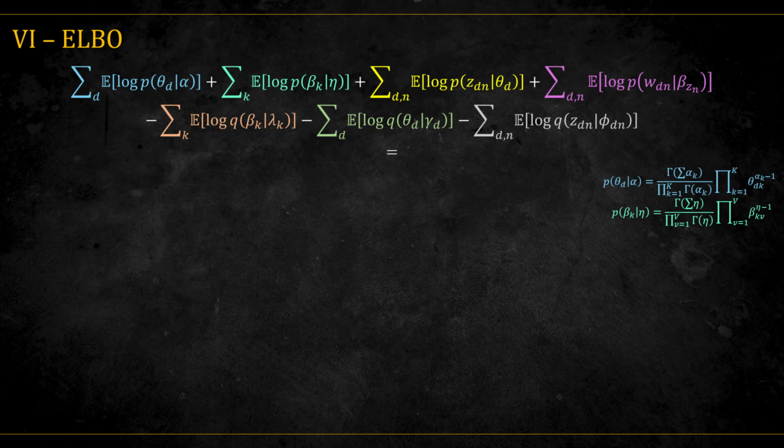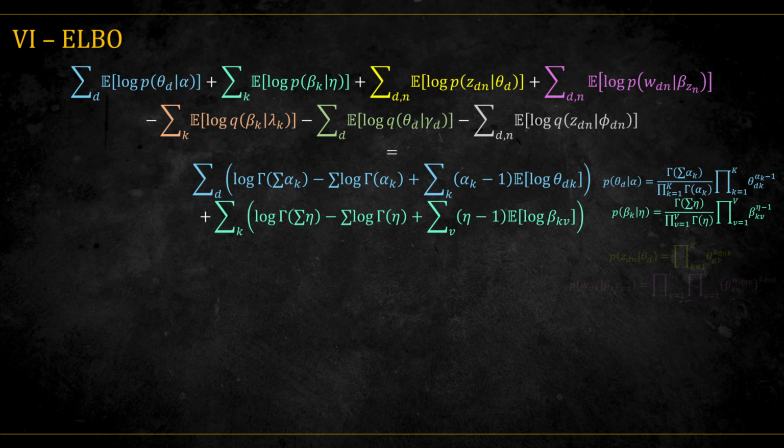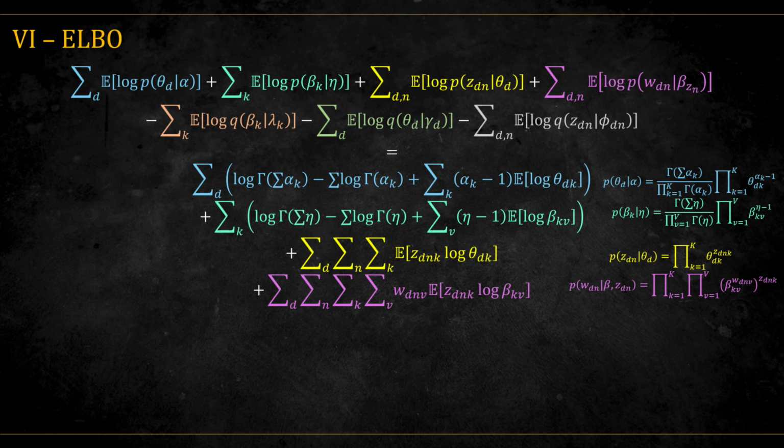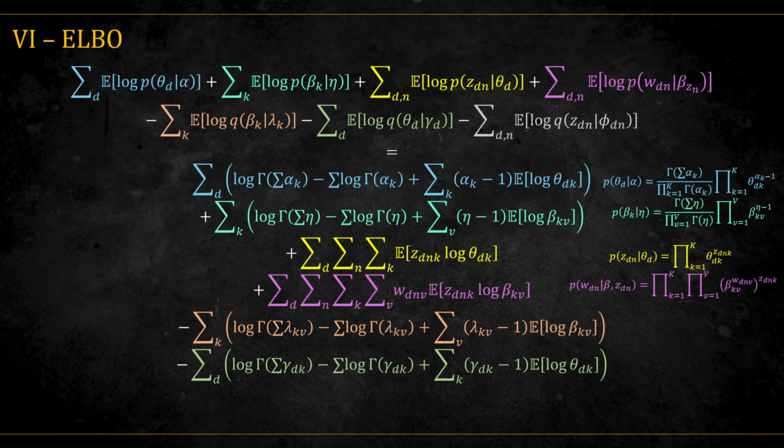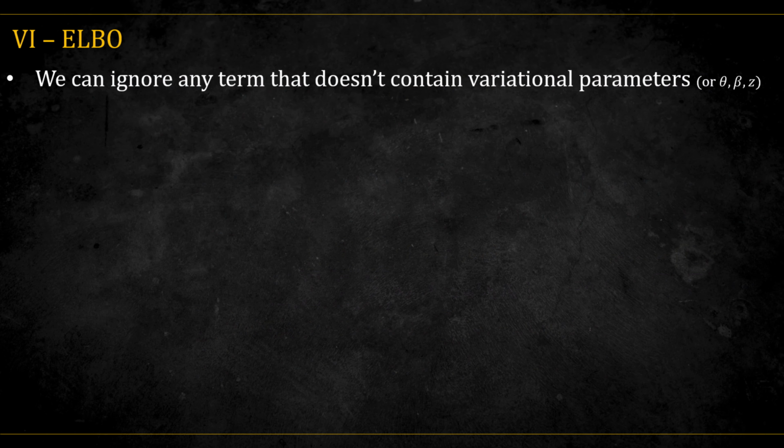So the first and second terms are Dirichlet distributions, and we get this. The third and fourth terms are categorical distributions, and so are equal to this. Likewise, for the variational Dirichlet distribution, we get this and this. And for the categorical distribution, we get this. Now we're going to optimize the ELBO with regards to the variational parameters, which means we can ignore any term that doesn't contain them.